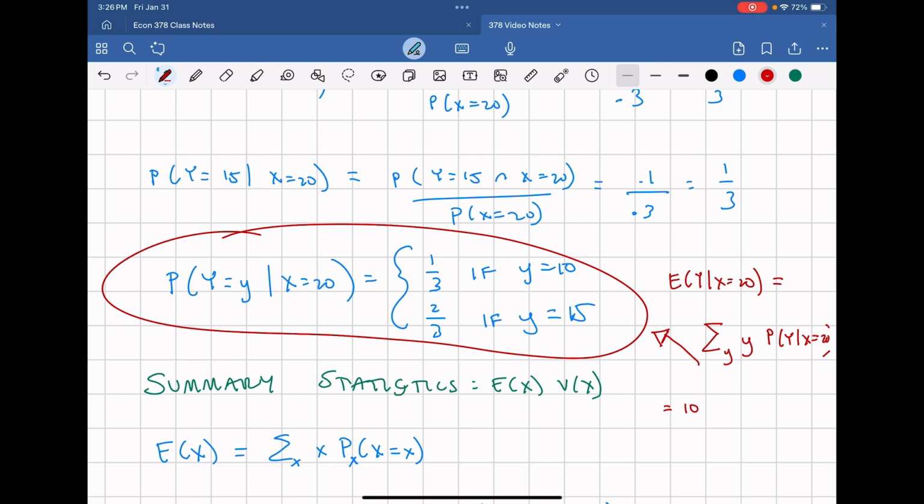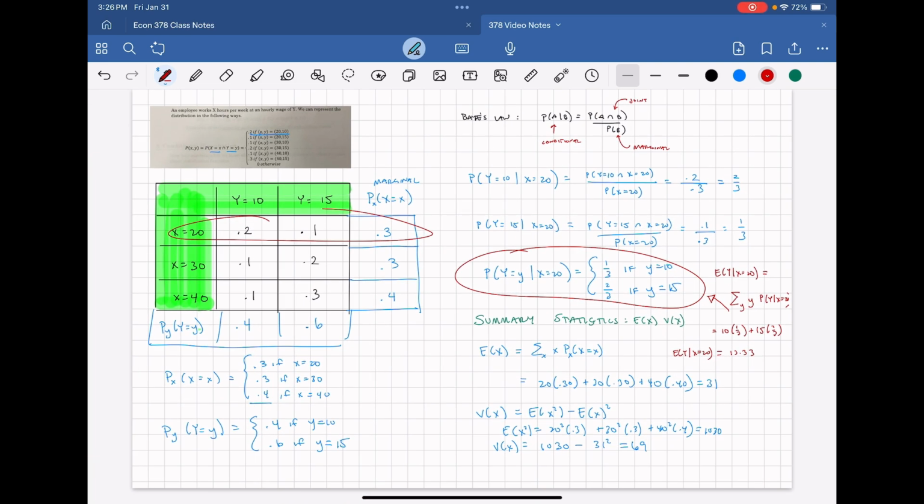So when y is 10, that happens 1/3 of the time, plus when y is 15, that happens 2/3 of the time. And so this would equal 10 divided by 3 plus 30 divided by 3, which is about 13.33. So that is the expected value of y given that x is equal to 20. And we can do a similar thing for the variance. So there's where we can look at a joint distribution to calculate our marginal distributions, to calculate our conditional distributions, and to estimate summary statistics both of the marginal distribution and of the conditional distribution.